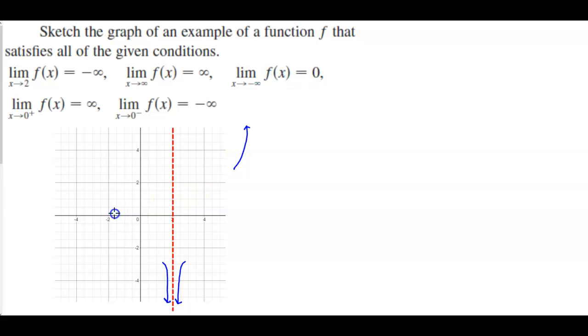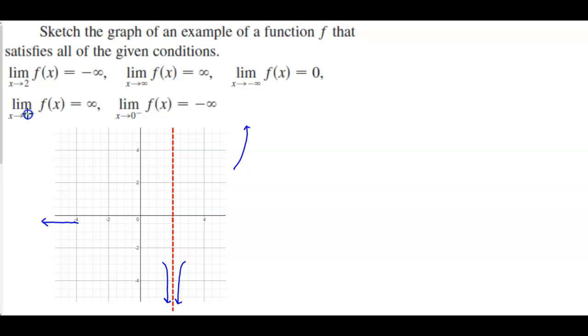Now, the next part says the limit as x approaches negative infinity of f of x is equal to 0. So on the left side of the graph, as x is going towards negative infinity, then the function is going towards 0. So that means that we have this graph that is going in this direction, going towards 0.